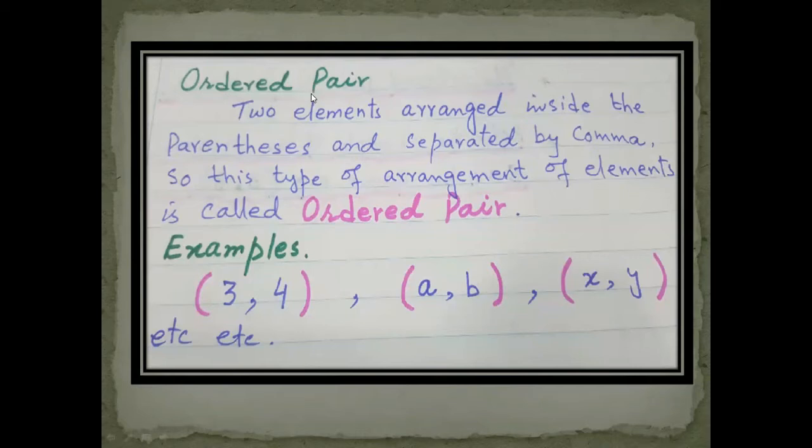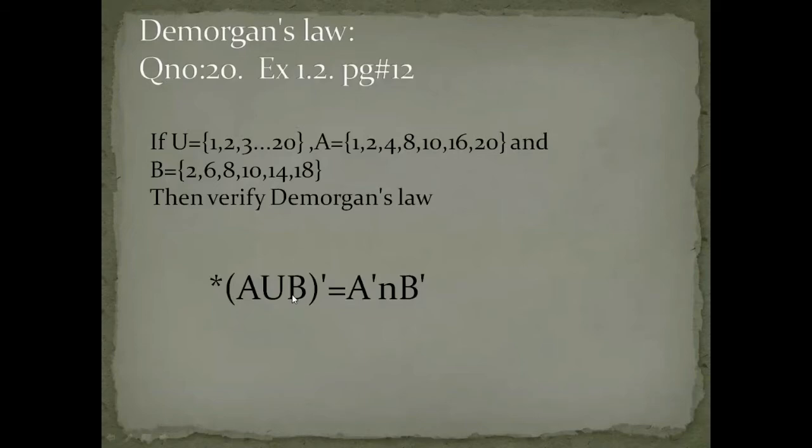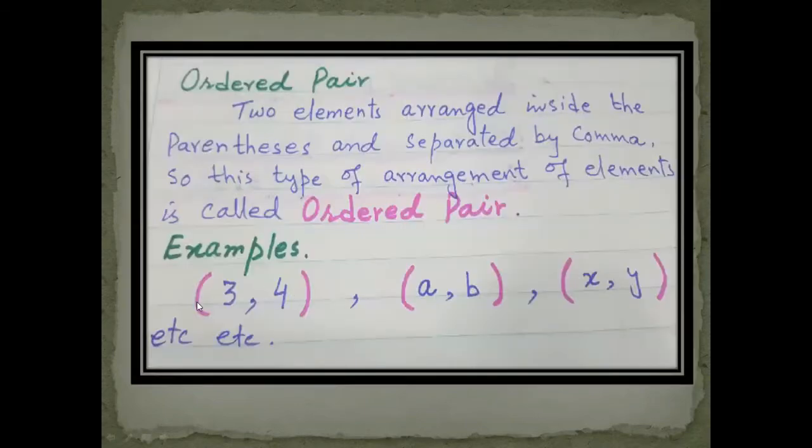Ordered pair: two elements arranged inside the parenthesis and separated by a comma. This type of bracket is called parenthesis. In this, two elements are placed, separated by a comma. This type of arrangement is called an ordered pair. This is example number 1: (3, 4).